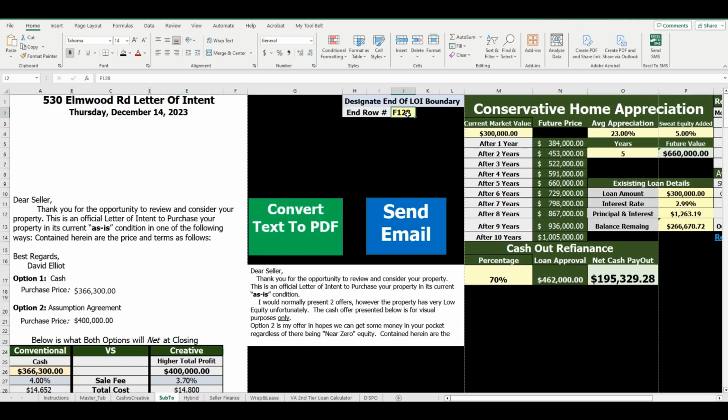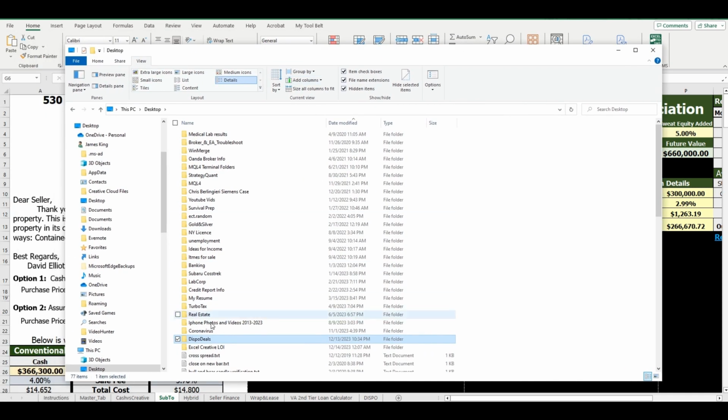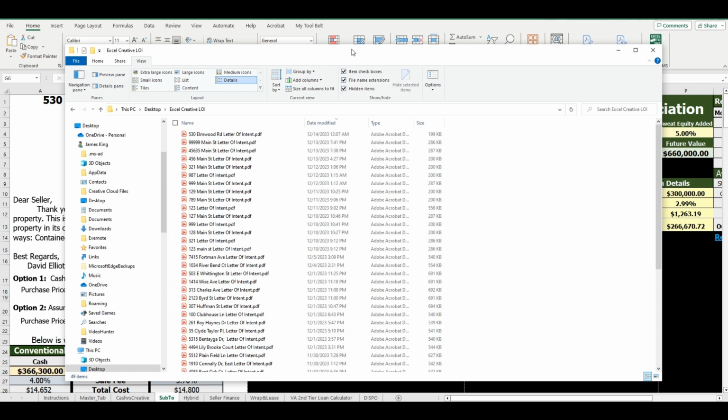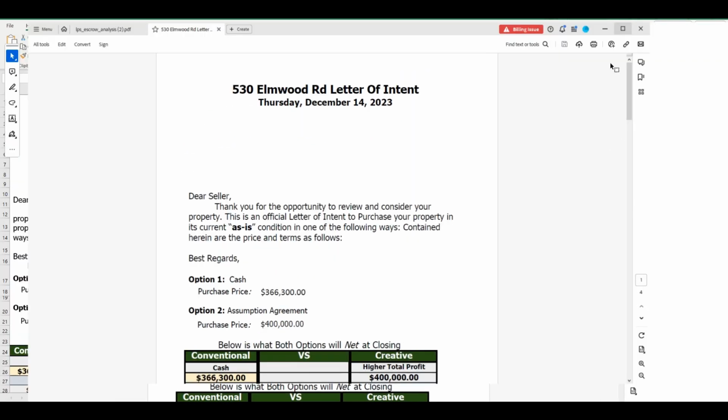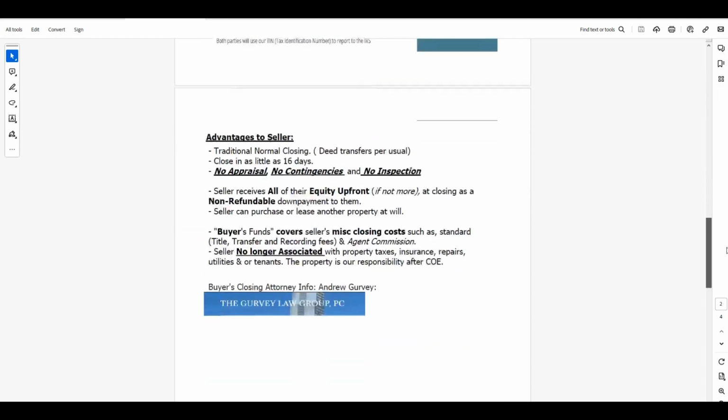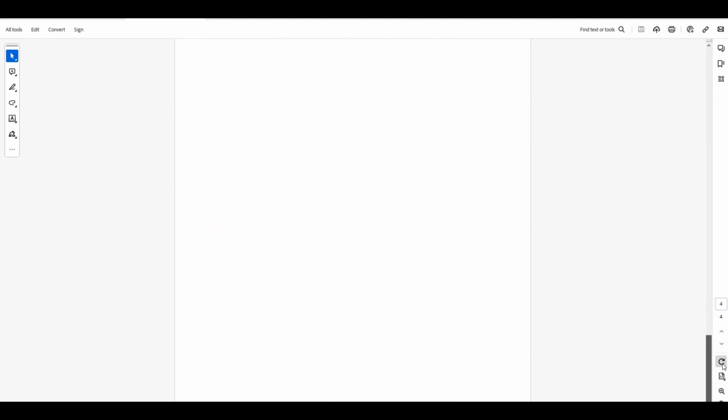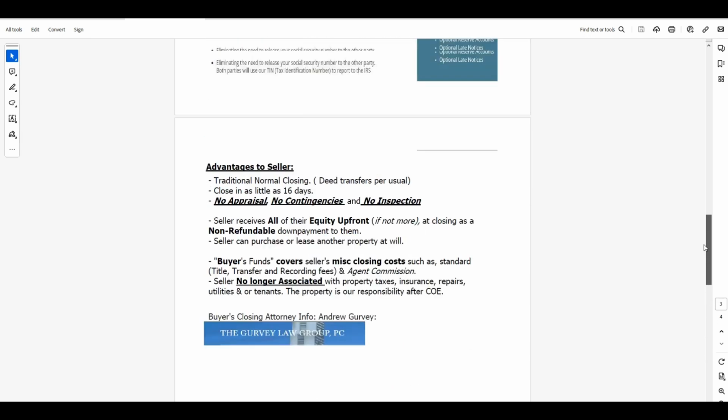So what we're going to do now is we're going to convert the text to PDF. You can see how that's just auto-populated. I am going to bring over the creative LOIs that are generated, and we can see it here. 530 Elmwood Road letter of intent. If we open this up, bring this over to the next window, and we scroll on down, everything was saved accordingly, and we did tell Excel to stop at this last page. There are no pages beyond this one, and so it did what it was supposed to do.